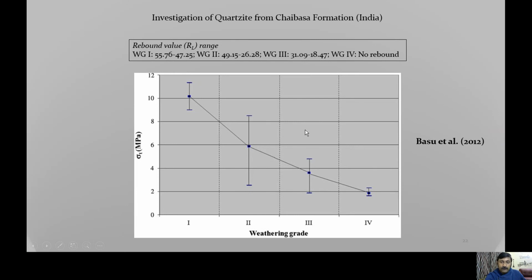And when we try to find out the Brazilian tensile strength with reference to weathering grade, we found that at the onset of weathering, or at the initial stage of weathering, the tensile strength drop is very sharp, compared to the subsequent stages. Okay, so this is something very interesting to note.